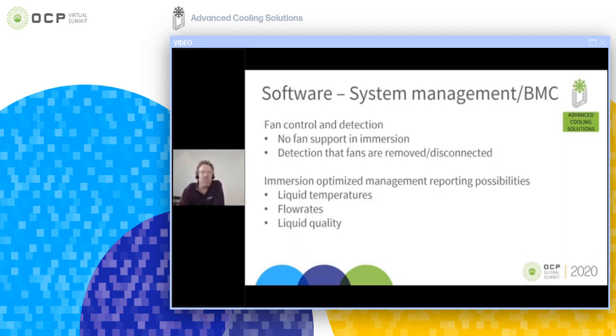Usually, most vendors or most integrators will remove fans to allow liquid flow, to promote liquid flow further, and that detection should be disabled. Reporting possibilities are a next feature which can be added to BMCs or system management protocols, which is focused on monitoring liquid temperatures as opposed to air temperatures, to monitor flow rates or liquid quality. These are the type of sensory data or telemetry which servers could potentially start reporting on when optimizing system management protocols.